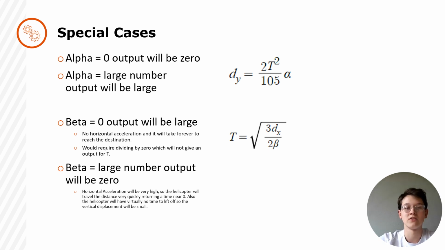Another special case we can look at is doing the opposite, by making alpha a very large number near infinity. In this case, the vertical acceleration would be extremely large, causing the helicopter to travel upwards quickly, but maintain the same horizontal displacement. We can also look at special cases concerning beta. These cases regard the horizontal component in time, but I don't have time to talk about them, so their descriptions are attached on this slide.